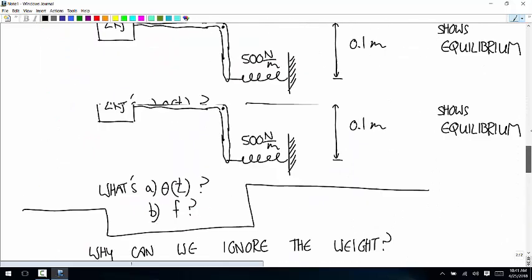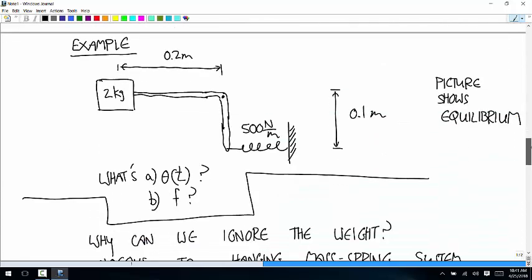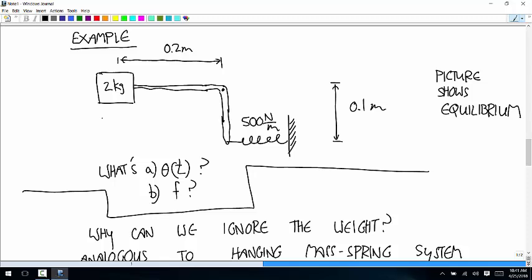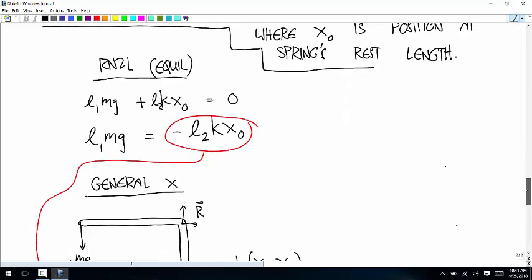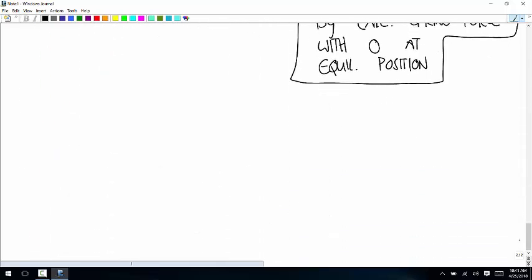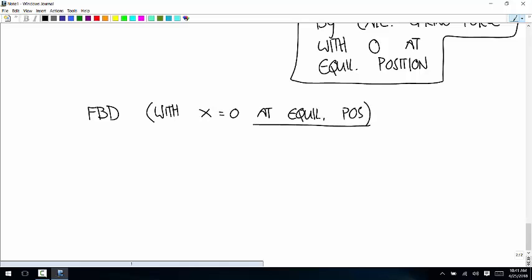Okay, so what's the problem we're doing? Okay, so we want to calculate theta as a function of time. So free body diagram. Yeah, that's right. So with x equals 0, the equilibrium position, and we have to come up with an expression for the moment of inertia of this thing.